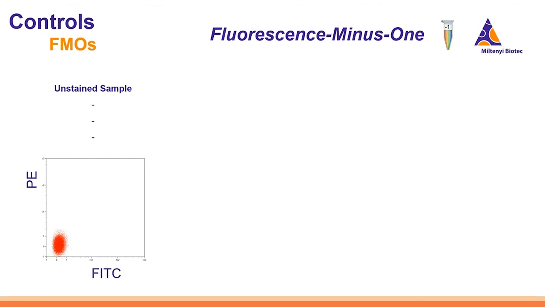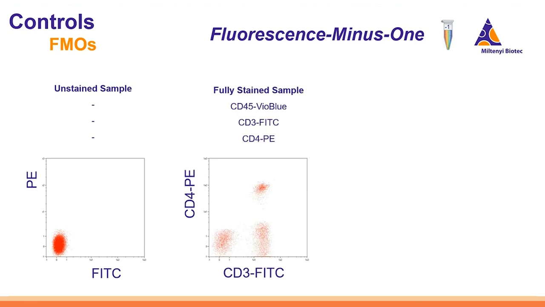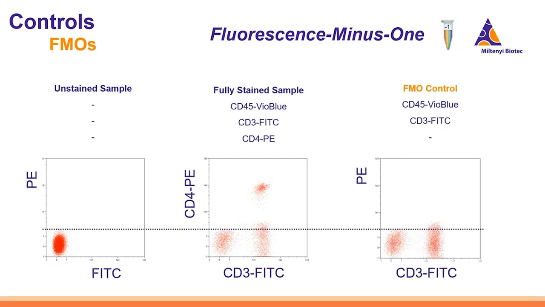If we look at an unstained sample, maybe PE versus FITC, we might want to set our PE gate. And then looking at the fully stained sample with that gate set based on our PE gate, I'm not sure I like where that gate is set. For my CD3 positive cells, it looks like I'm incorrectly setting that gate. So instead, we can have what's called an FMO. And this is the same exact sample, but stained with everything but that CD4 PE.